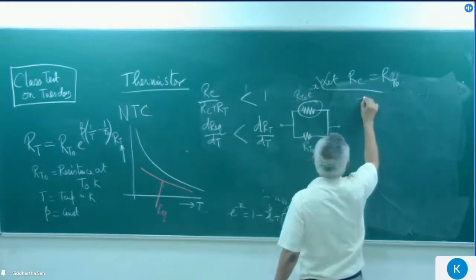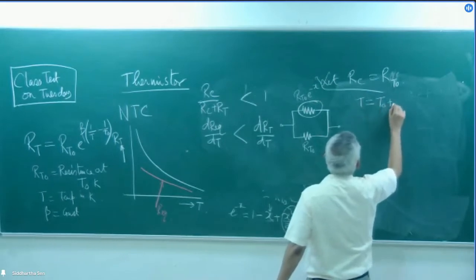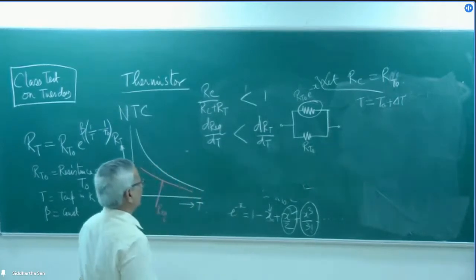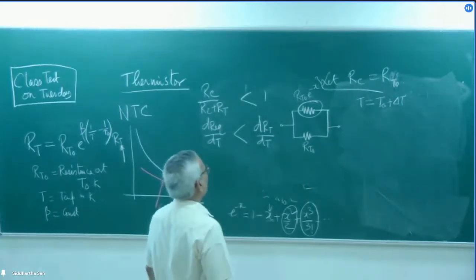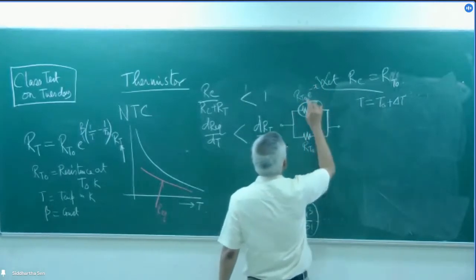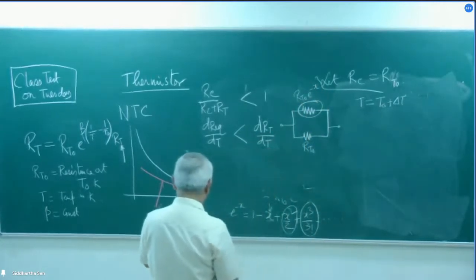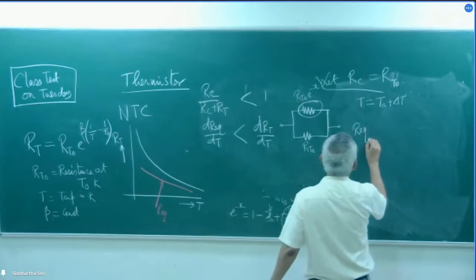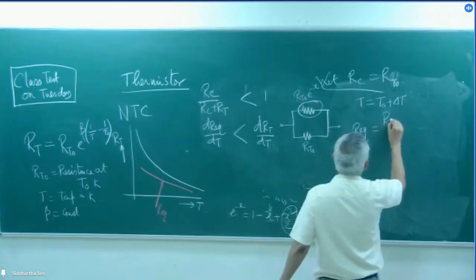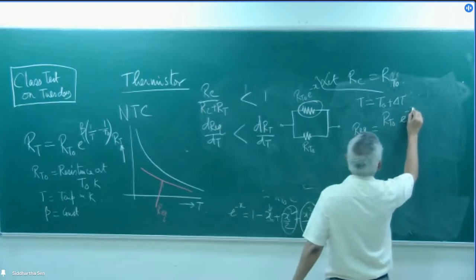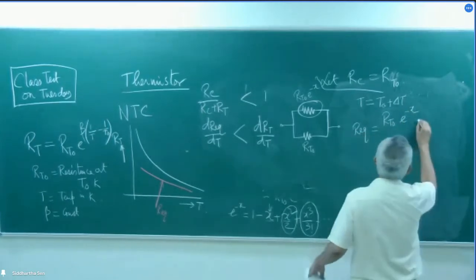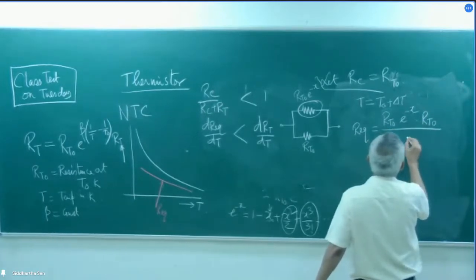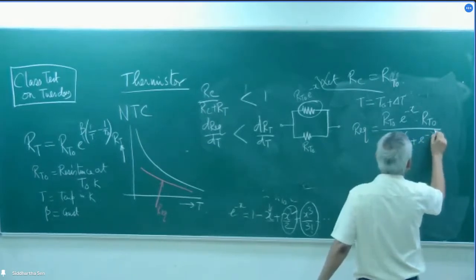If we say that T is equal to T0 plus delta T, we have seen that the temperature variation, its increment, is very small. I can express it as RT0 into e to the power minus x. So in that case, what will be the R equivalent? It will be RT0 into e to the power minus x into RT0 divided by RT0 into 1 plus e to the power minus x.